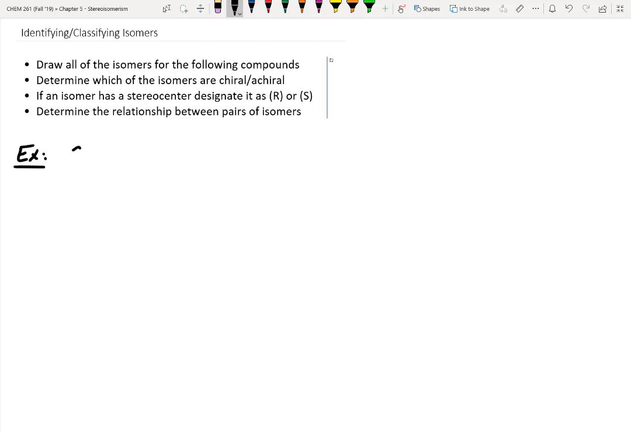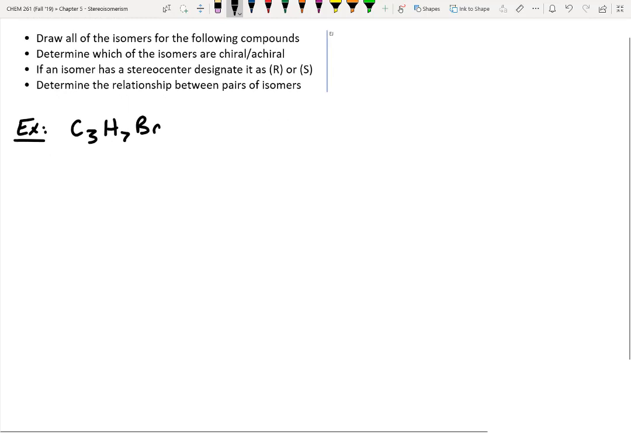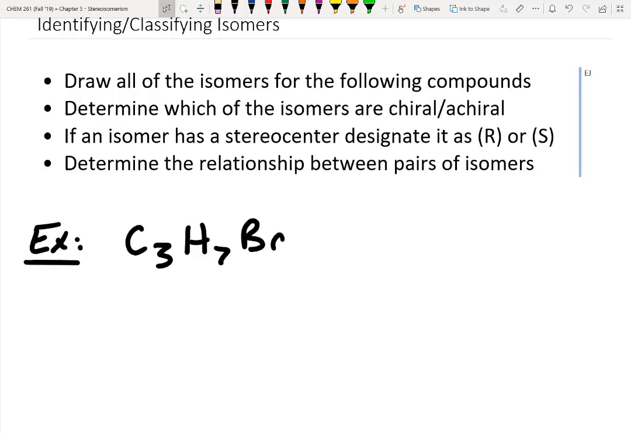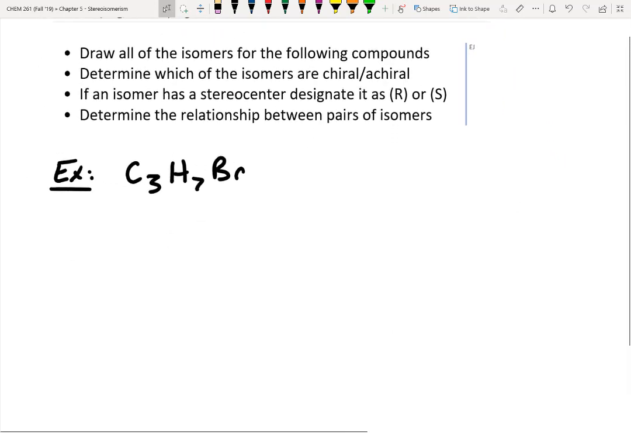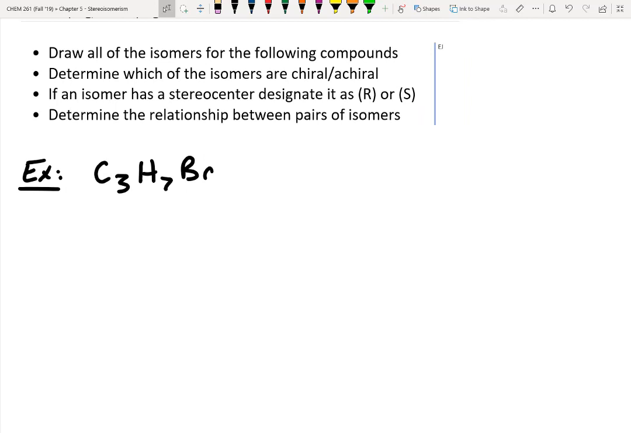All right, my first example has 3 carbons, 7 hydrogens, and a bromine. So let's work through this. One option is that we have 3 carbons with a bromine coming off the very end, right? Makes sense? What about if I did bromine off the other end? You don't have to copy this down. This is the exact same thing, so why bother drawing it twice? We don't need to draw it twice unless we want to.